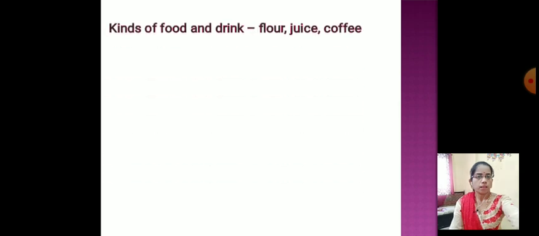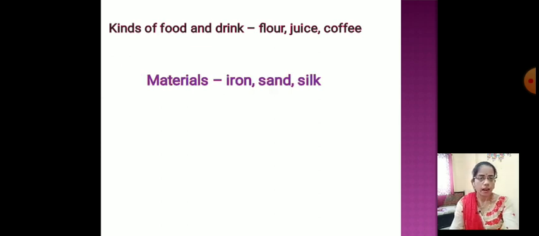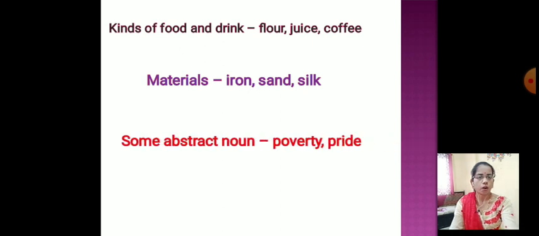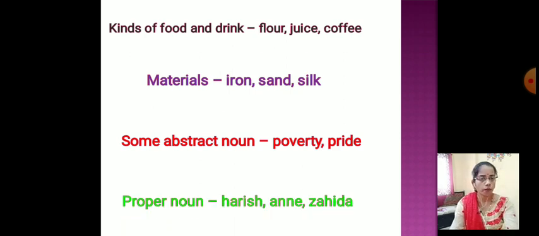See, kinds of food and drink, some more examples of uncountable nouns. Flour, juice, coffee, those things also we cannot count. Materials like iron, sand, silk, that we also cannot count. Some abstract nouns we also can't count, for example, poverty and pride. And next one, proper nouns, Harish, Annie, Zahida, we also cannot count. Right? Next.